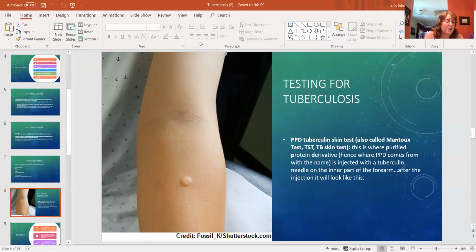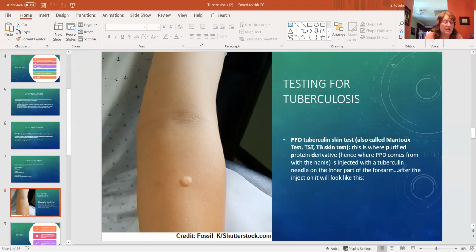So with this, a Mantoux skin test will tell you if you've been exposed to TB. It won't tell you if you have it for sure or not. If you have an induration of 10 millimeters or more, your test is positive.